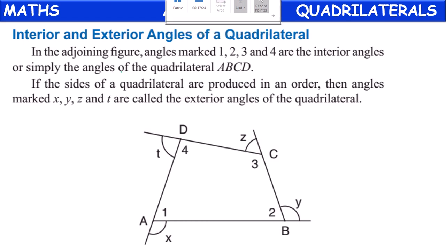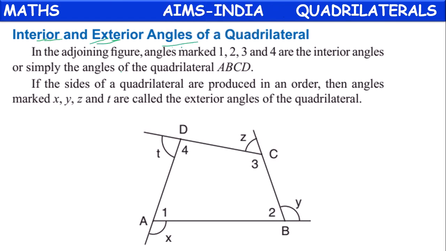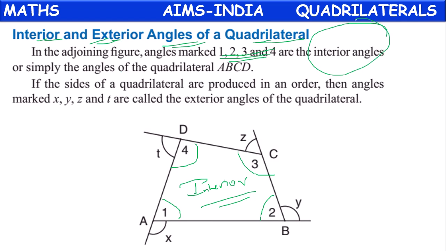Next one. Interior and exterior angles of a quadrilateral. In this figure, we have angles marked 1, 2, 3, 4, which are present in the interior part of the quadrilateral. So they are called interior angles, or we can call them angles of the quadrilateral ABCD.